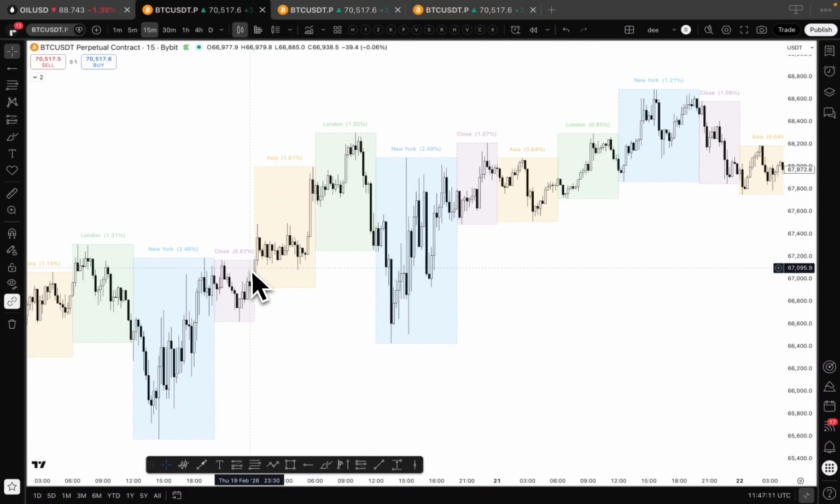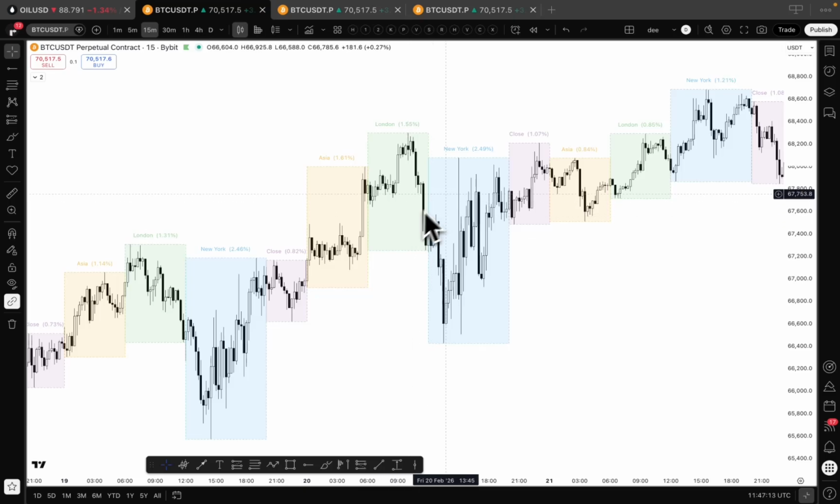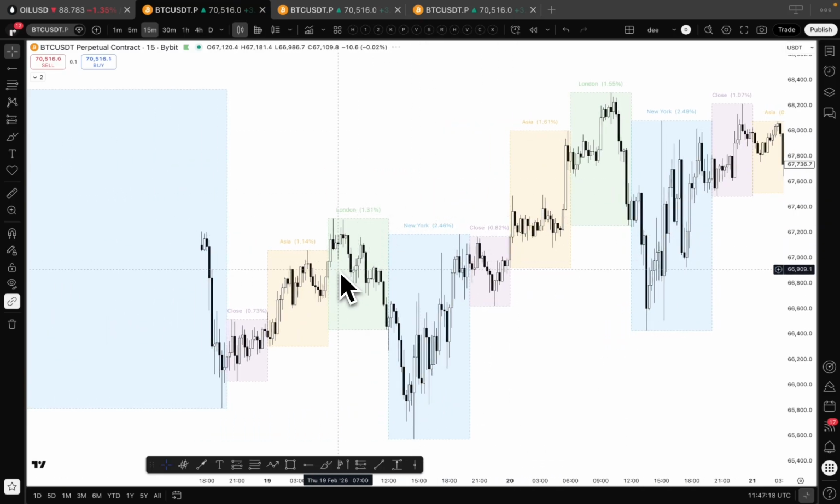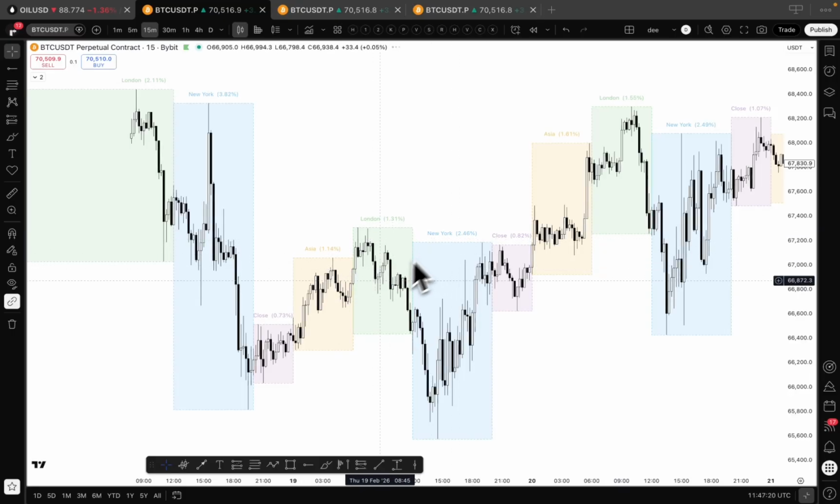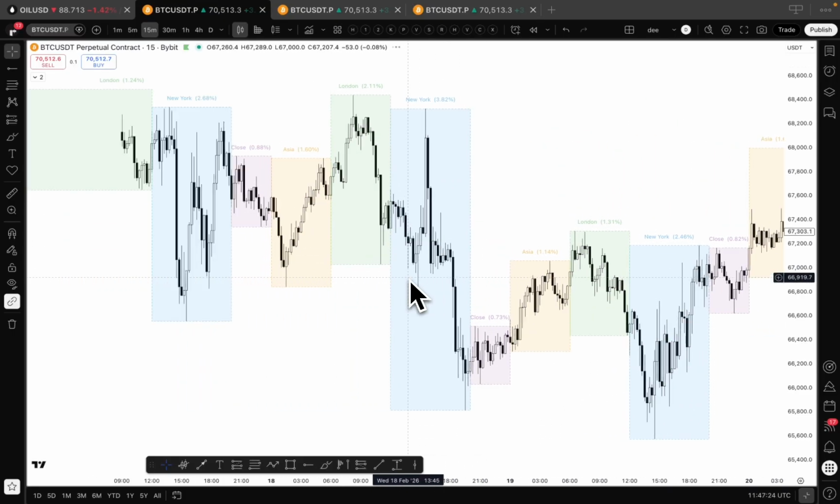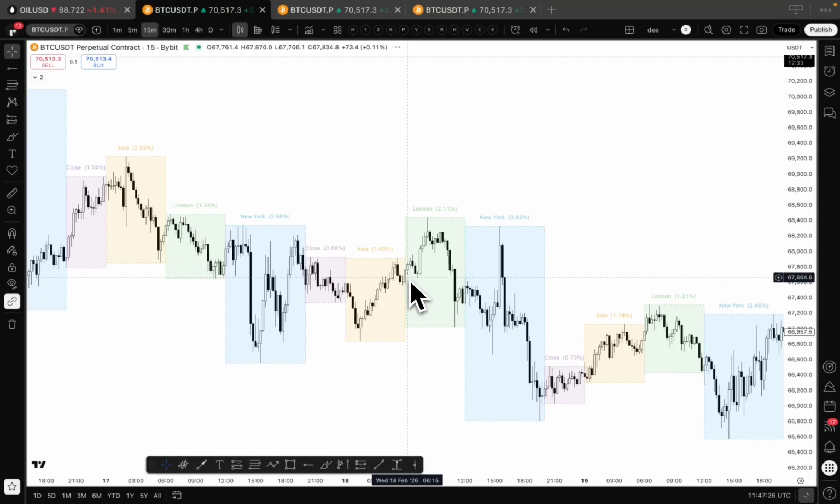New York came to take it out. London put in the current daily high. New York failed to take it out on this specific day. Now, on this specific day, we had something similar, London putting in the current daily high and New York not taking it out. So basically, we have this also. London putting in the current daily high, New York tried to, but it did not.